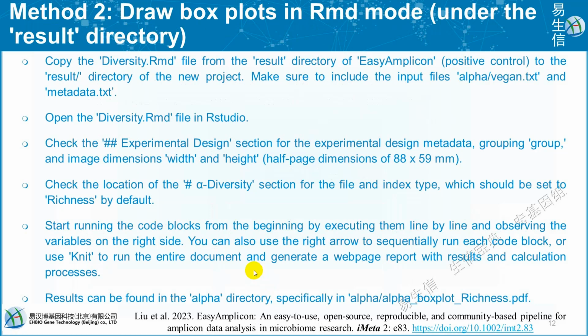Method two is to draw the box plot using the diversity RMD file, which is already located in the EasyAmplicon result directory that we downloaded from GitHub. You have to copy that diversity RMD file into your own working directory. After that, you can execute the code blocks from the beginning one by one. You can also use the right arrow to sequentially run each code block, or use Knit to run the entire document and generate a web page report. The result can be found in the alpha directory, specifically in alpha box plot richness PDF.